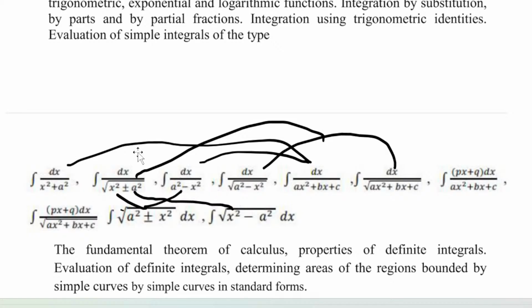Okay, everything else you will convert to one of these four. You do some manipulation and convert to one of these four and do it. Nothing much complex here. Everything whichever you are given, you will convert to these four only using some algebraic manipulation.